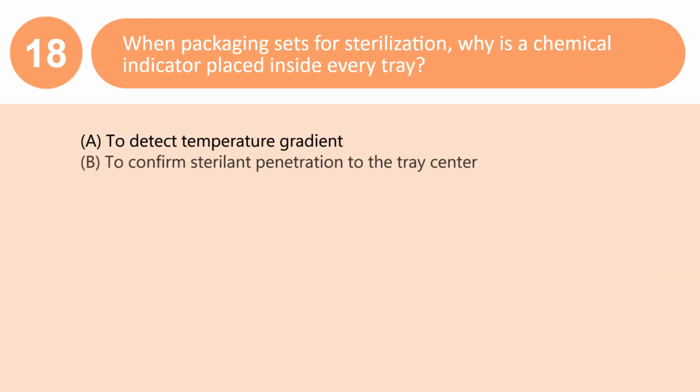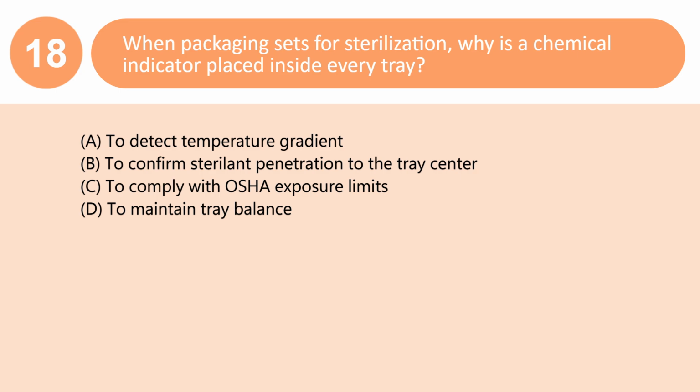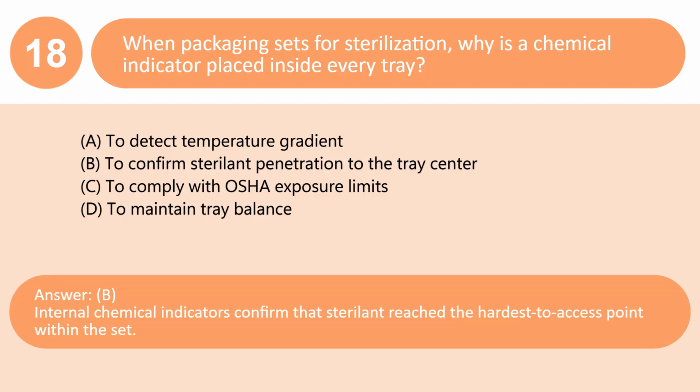When packaging sets for sterilization, why is a chemical indicator placed inside every tray? A. To detect temperature gradient. B. To confirm sterilant penetration to the tray center. C. To comply with OSHA exposure limits. D. To maintain tray balance. Answer: B. Internal chemical indicators confirm that sterilant reached the hardest to access point within the set.